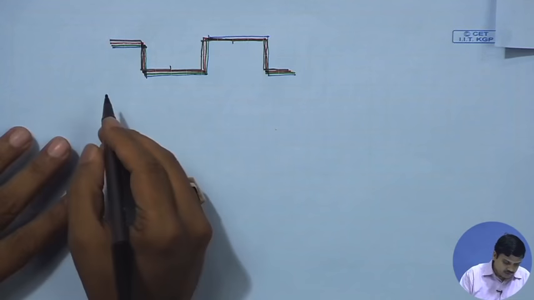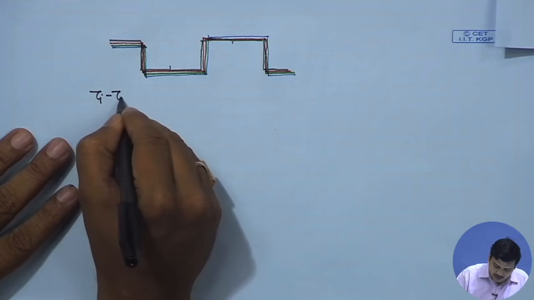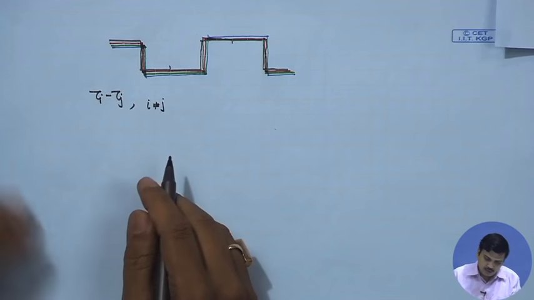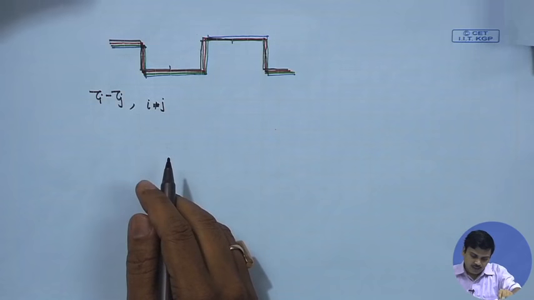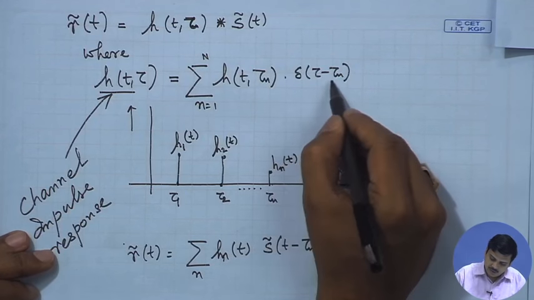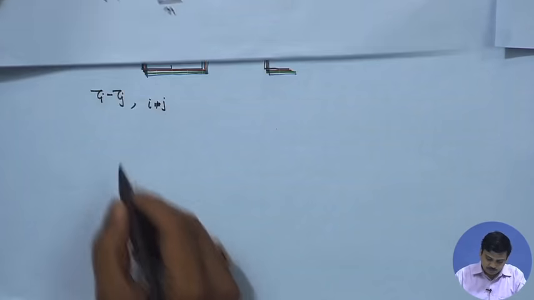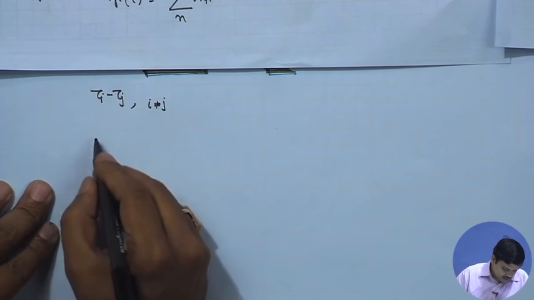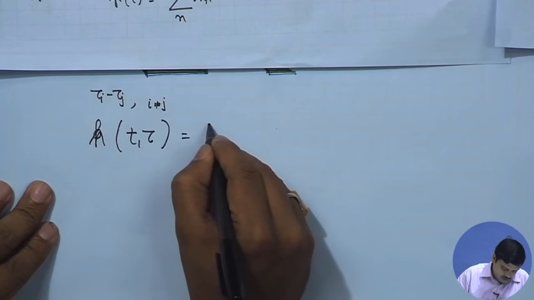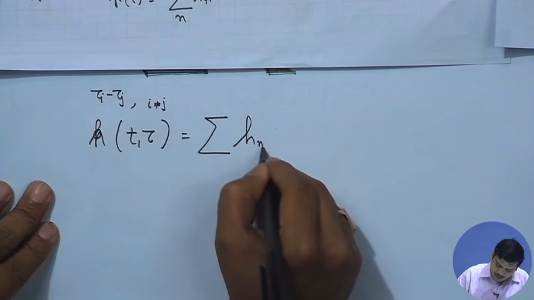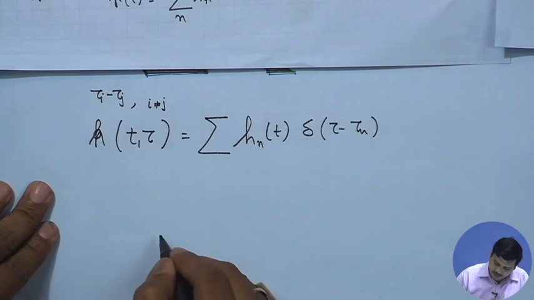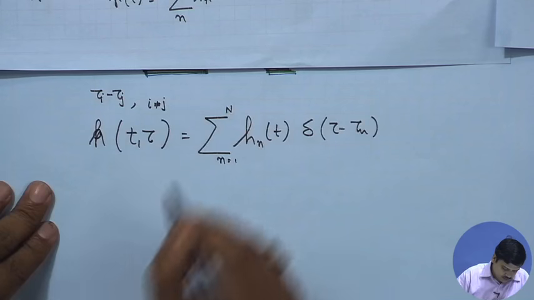So, in other words, we are saying that tau i minus tau j for i not equal to j is very, very small. In other words, when we are writing the coefficients, that means when we are writing the channel impulse response, we would look at this particular expression. So, what we could write is h of t comma tau, which was equal to sum over h n of t delta tau minus tau n, n equals 1 to capital N.